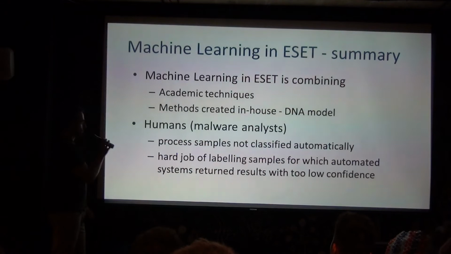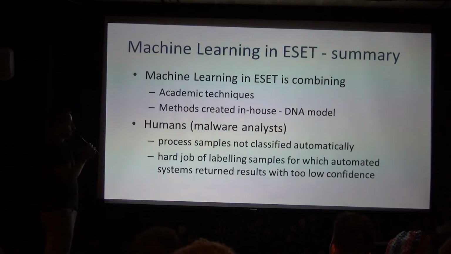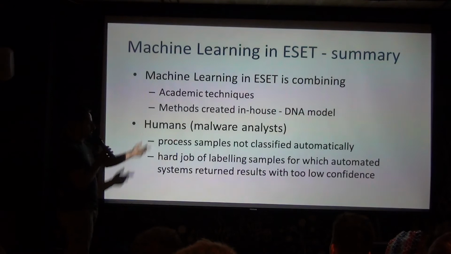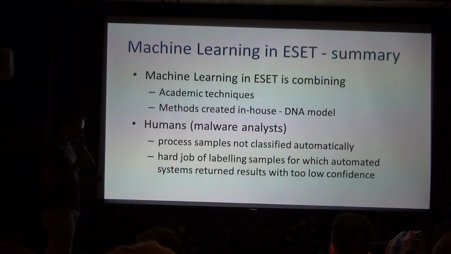So machine learning at ESET is combining those academic techniques with different non-academic methods using this DNA model, and humans are still really, really needed for processing samples that weren't classified automatically or were classified with too low confidence to really create a detection. Okay, so that's it.